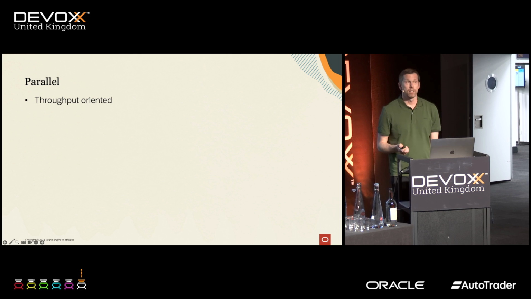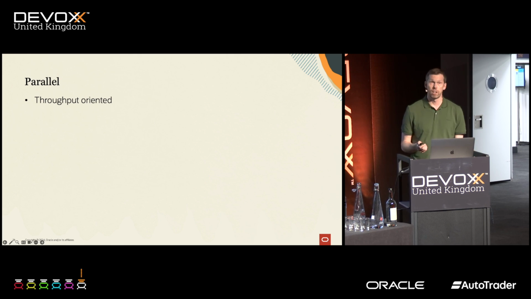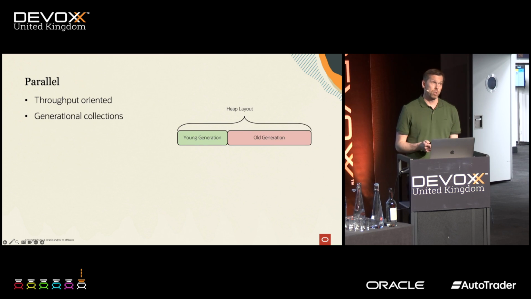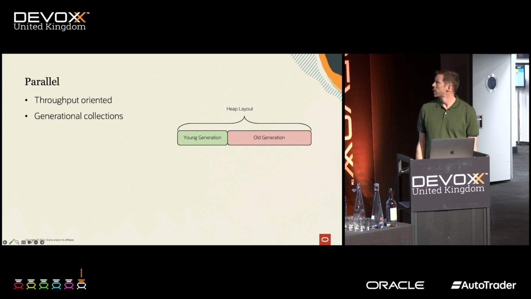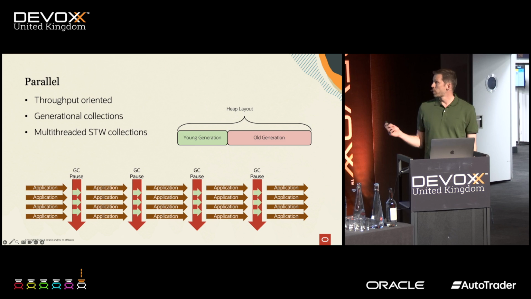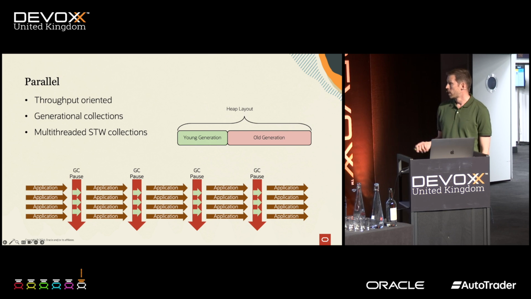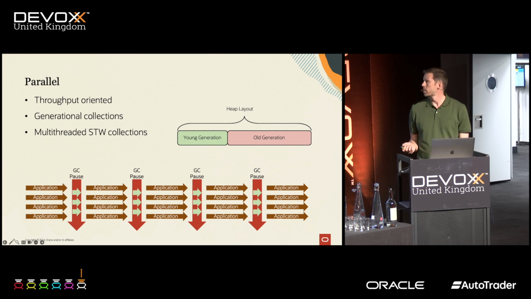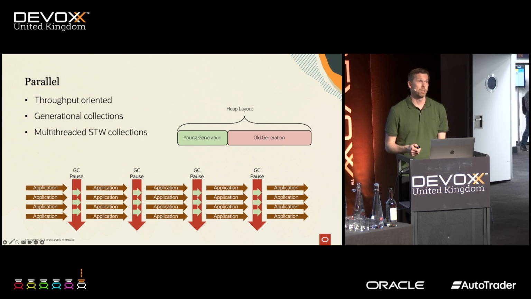Moving on to Parallel, as mentioned, throughput-oriented, so very good for batch processing workloads and stuff like that. It also supports generational collections. Heap layout is very similar to the one of Serial, so the heap is divided upon startup into a young and old generation. The big difference is that Parallel is using multiple threads doing its stop-the-world collection. And as you can see, this is the same illustration as I had before. So truly a throughput-oriented collector, but still trying to minimize the pauses by using multiple threads.